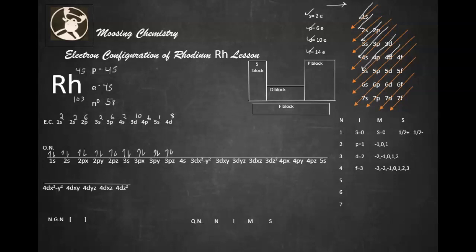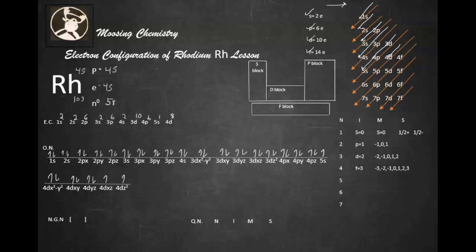That's right. 1, 2, 3, 4, and 5. And then 4px, 4py, 4pz. Now be careful. Here's your 5s. It's an exception. Here you go. 6, 7, and 8. Wow.